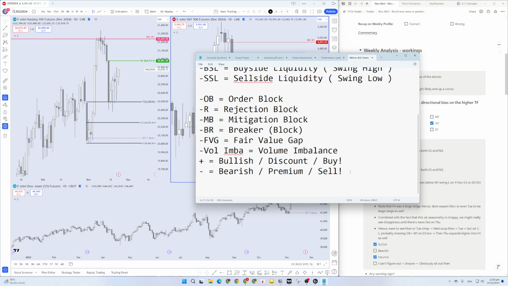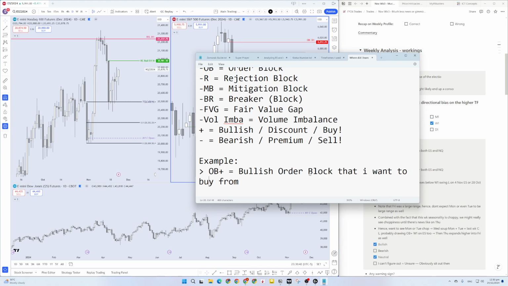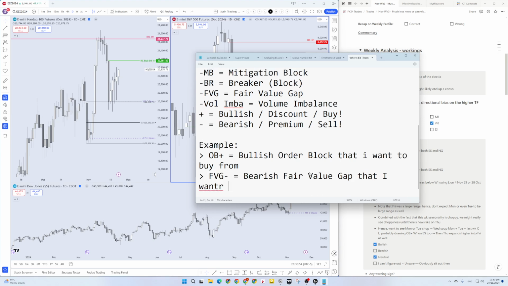Okay, so again, example, OB plus equal bullish order block that I want to buy from. Then of course, throwing in some example, FVG minus equal bearish fair value gap that I want to sell from.